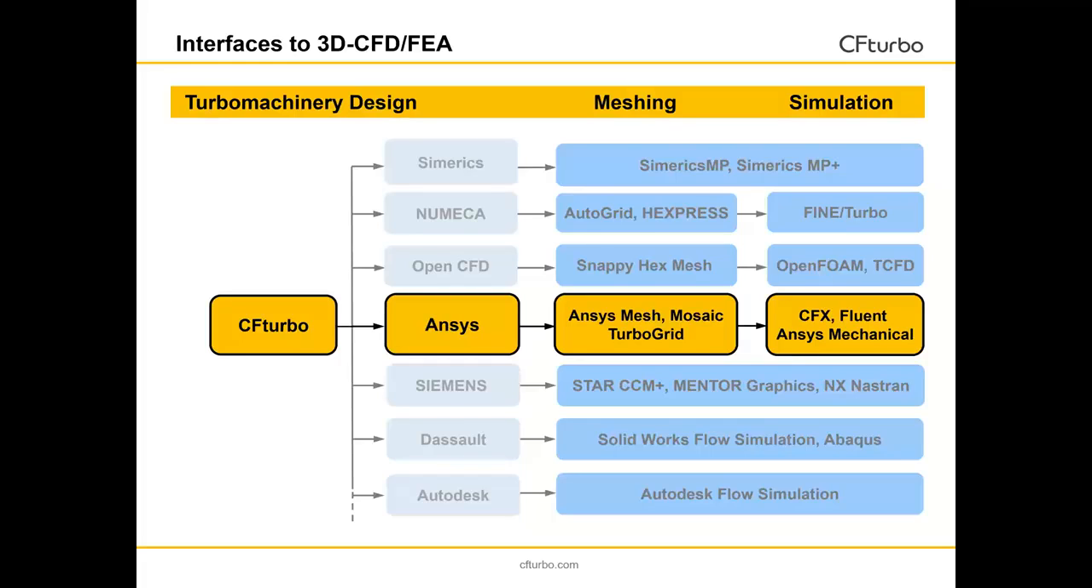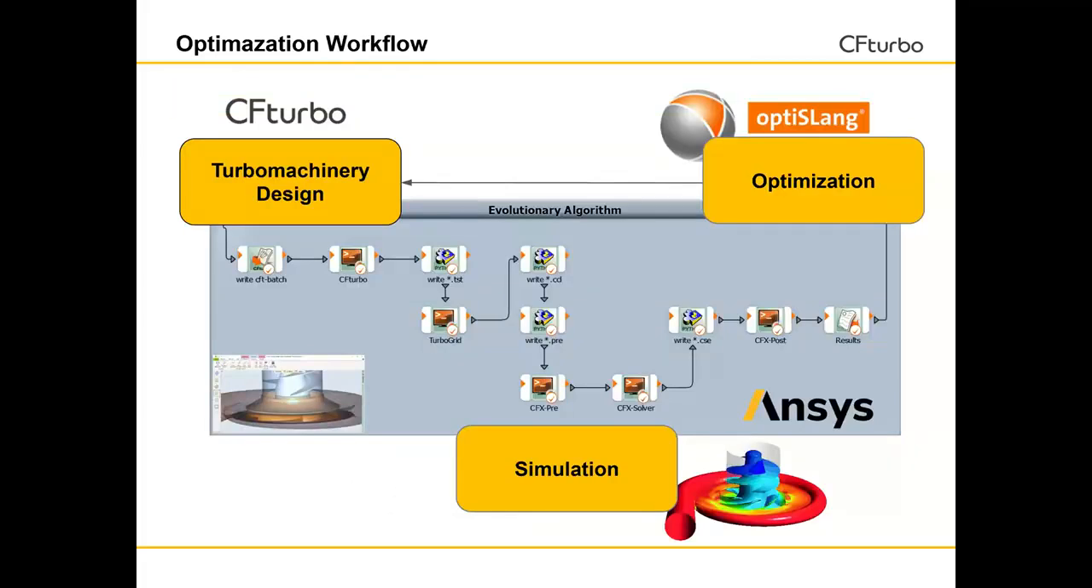And there are 2 options, and one option is that we work in an optimization workflow, right? So we combine a parametric design tool, which is CFturbo in this case, with the simulation tools from Ansys, like Ansys CFX or Ansys Mechanical. And this is, let's say, driven or controlled by an optimization tool called Ansys OptiSlang. And so we can make really automated optimization. And this is a very robust and intriguing way to automate turbomachinery.